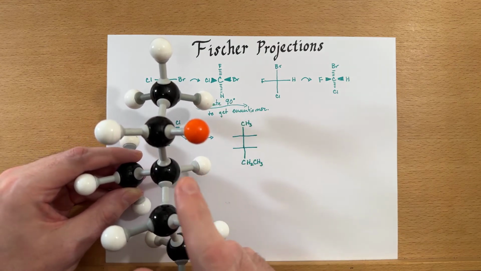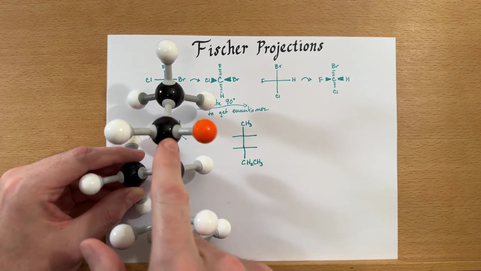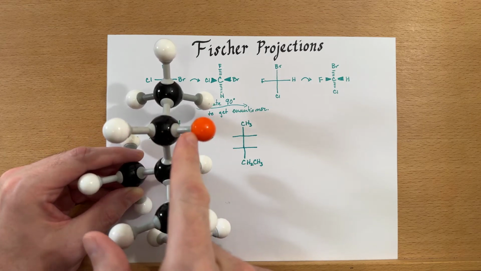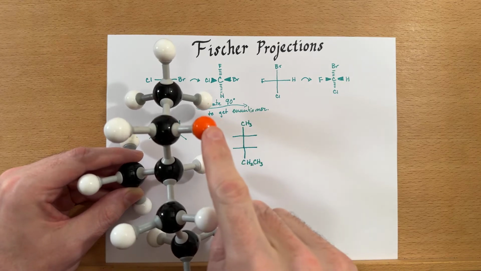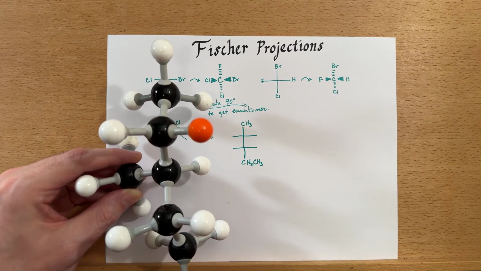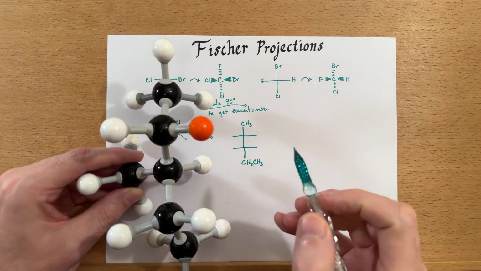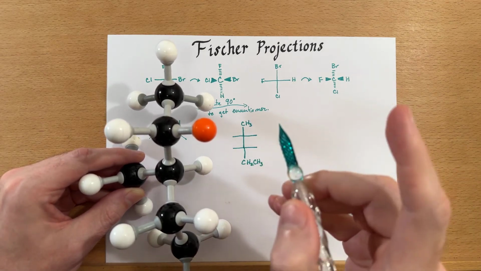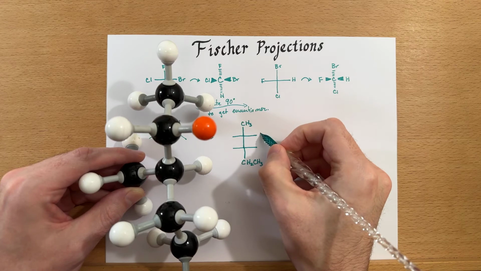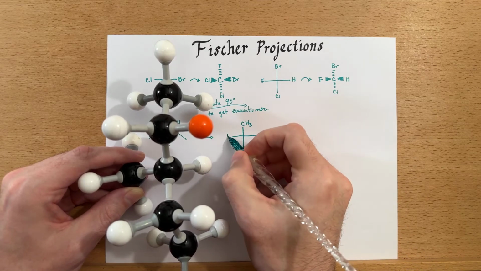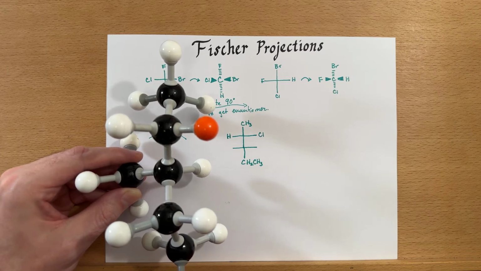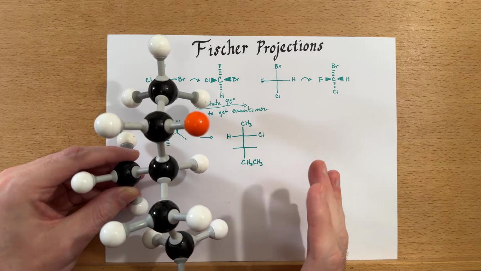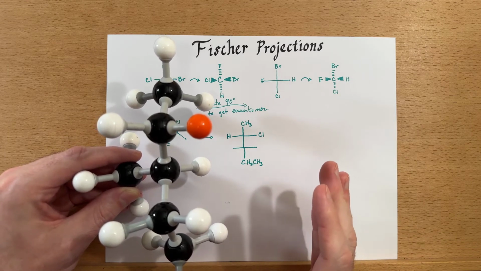Now I come to this first carbon, and you can see that it's facing up, the chlorine's on the right side and the hydrogen's on the left side. So Cl goes here, hydrogen goes there. All right. Now here's where the potentially confusing part happens.